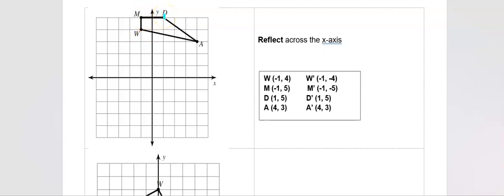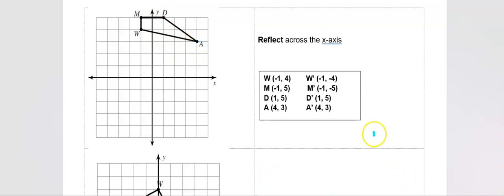This one is, now we're in a positive direction of x. This is +1, and we're up on the positive side of the y-axis. So this is 1, 5. And the a is over 4, up 3. So that is that point.